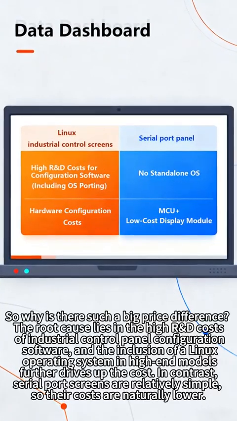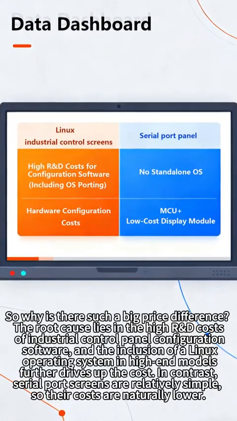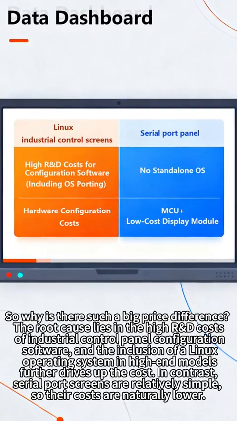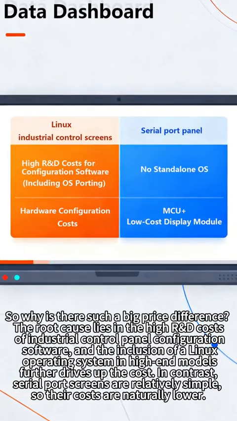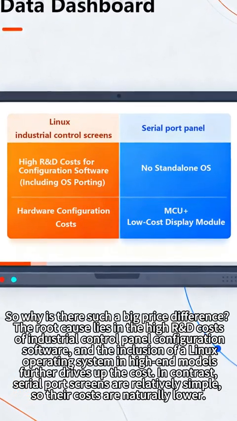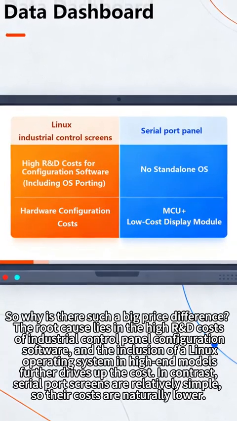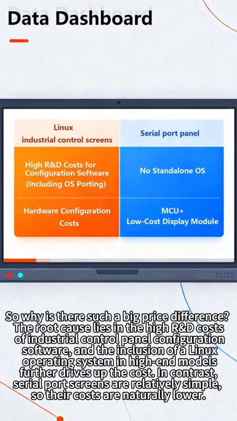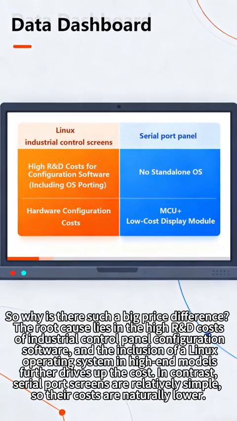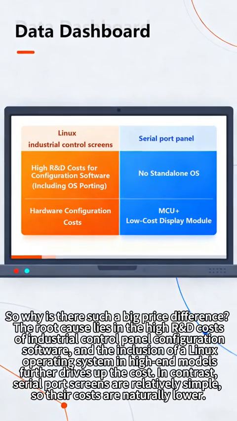So why is there such a big price difference? The root cause lies in the high R&D costs of industrial control panel configuration, software, and the inclusion of a Linux operating system in high-end models further drives up the cost. In contrast, serial port screens are relatively simple, so their costs are naturally lower.